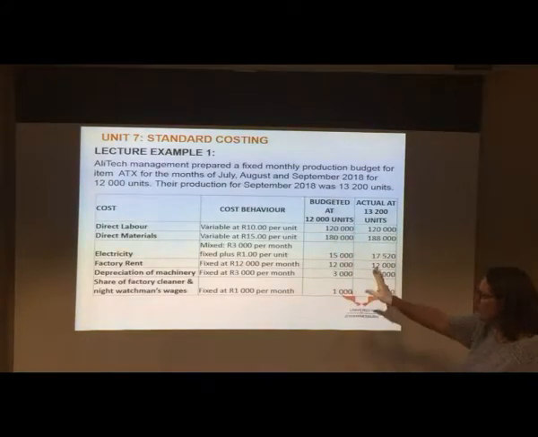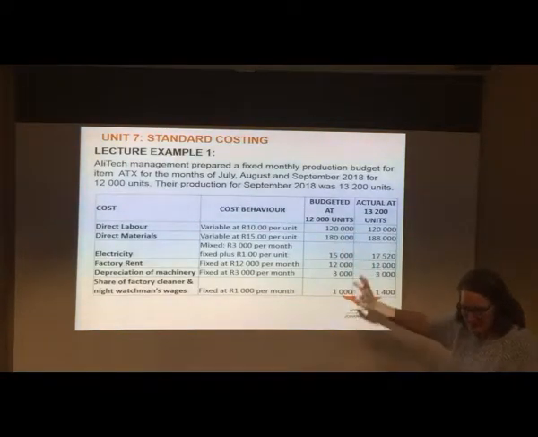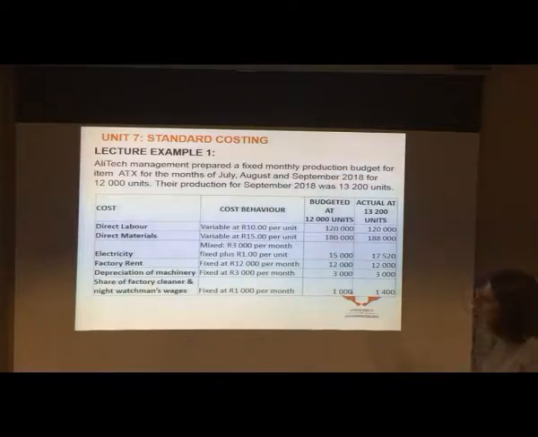Right. So you've got this example. It's almost identical to the one you did last week, except that we're doing it to 13,200 units, and these are all per month, and this is only 1 month. Okay? So it's the monthly budget for July, August, and September, but we are looking only at September. So this is 1 month.